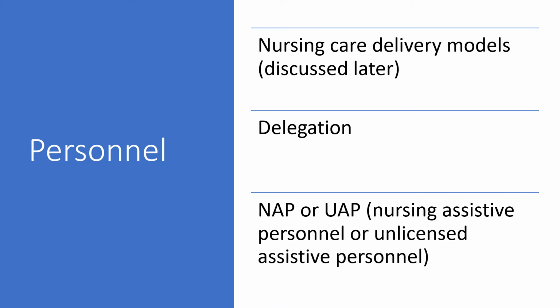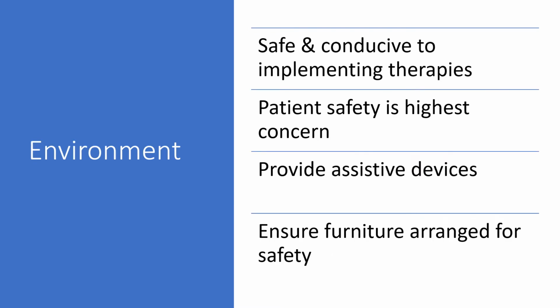Personnel. We'll talk about nursing care delivery models in a few weeks. But one of the other things is delegation, because you're one person as a member of a healthcare team. And so you may delegate. You may delegate to another peer. You may delegate to a licensed practical nurse. You may delegate to an NAP or UAP, a nursing assistive personnel, or unlicensed assistant personnel.